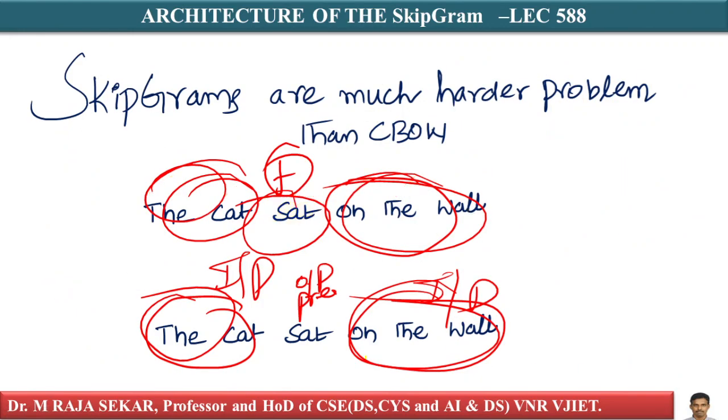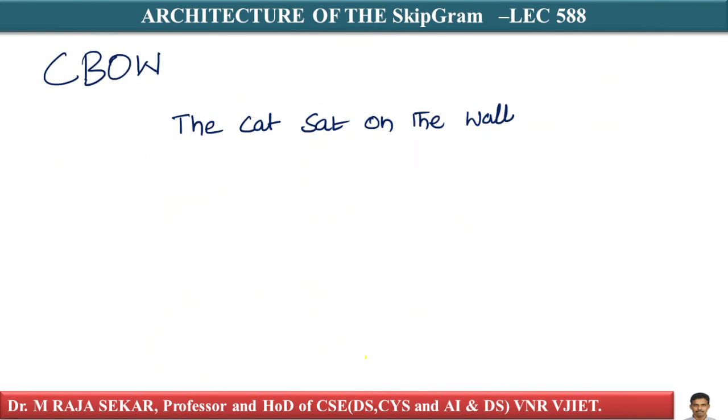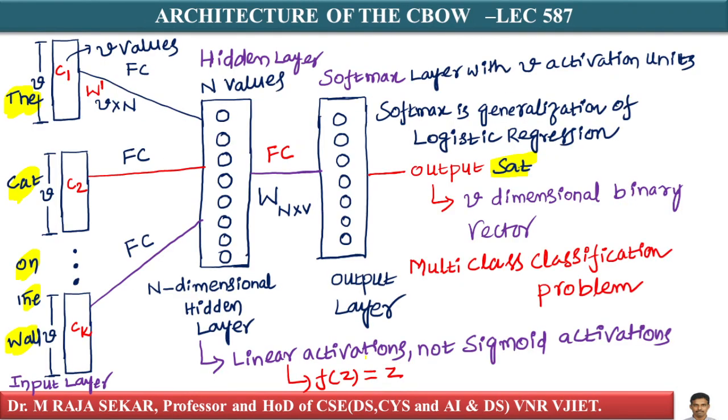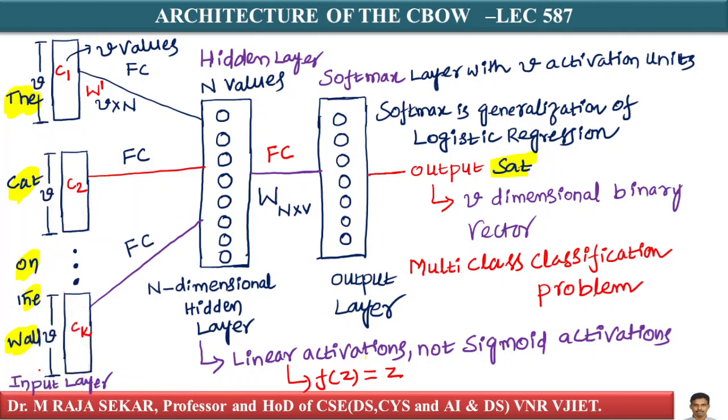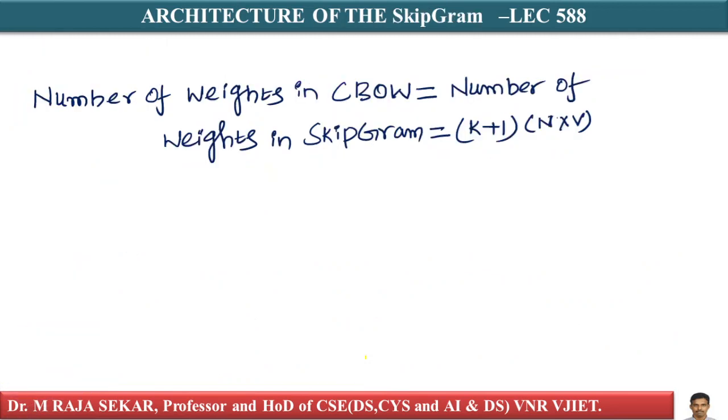What about CBOW? In the case of CBOW, just see how many inputs you have. You have so many inputs. You have to predict only one output. This is easy. Why? Because you have given many surrounding words and you are predicting one target word. Therefore, CBOW is easy. If you compare the number of weights in CBOW and in SKIPGRAM, that is K plus 1 into N cross V. Just try to recall. In both cases, you have the same number of weights, isn't it?